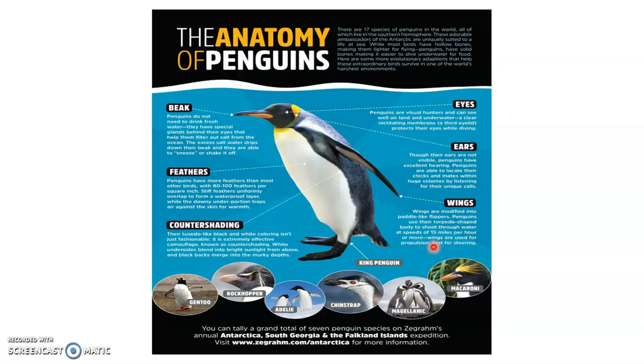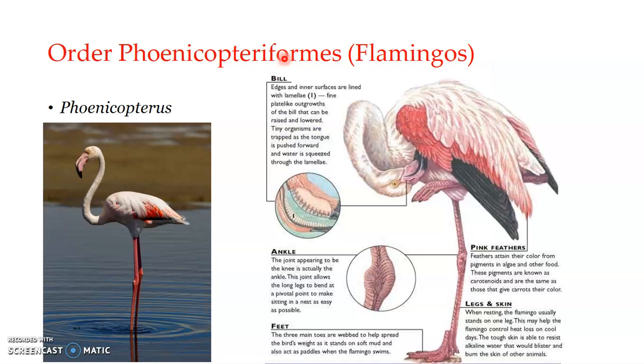Okay. During that time, wings are used for propulsion, while feet are used for steering. Then a clear nictitating membrane, a third eyelid, is present, which protects their eyes when in water. And there are almost 17 species of penguins around the world, all of which are found in the southern hemisphere. So this is regarding the Sphenisciformes. The last order is the Phoenicopteriformes or flamingos, and you can see here they are very unique.